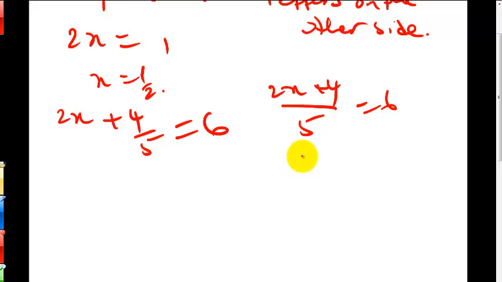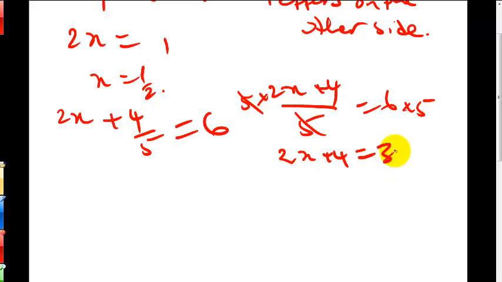You want to get rid of the bottom. Division of 5, so how do I get rid of it? Times by 5. Equals 30, and then you take away 4. And bring it back to original, right? Okay.